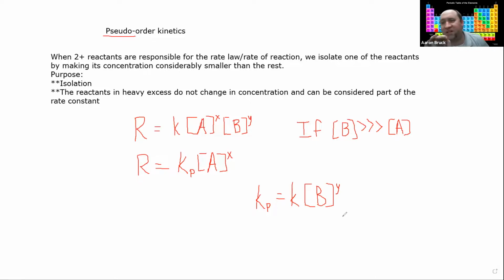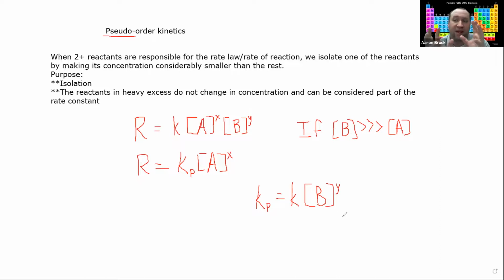So again, the reason we do this is when we are doing experimental work, it can be very difficult to go between one and the other. And if both are changing or both are capable of changing, then it can be very difficult to track the impact of one versus the other. But by doing pseudo-order kinetics, again, the terminology pseudo there means kind of faked or some kind of implied version.